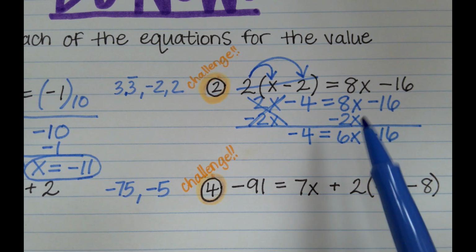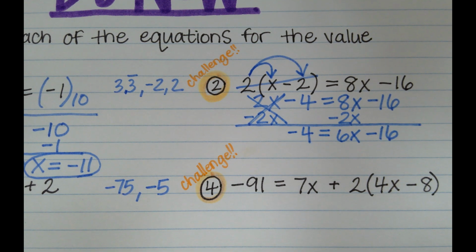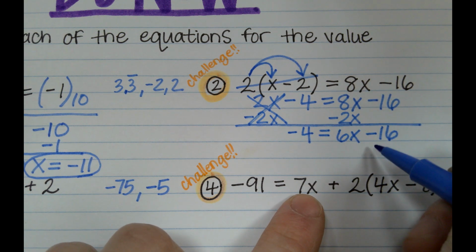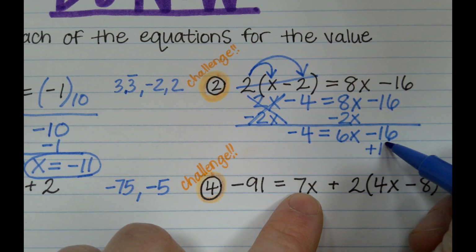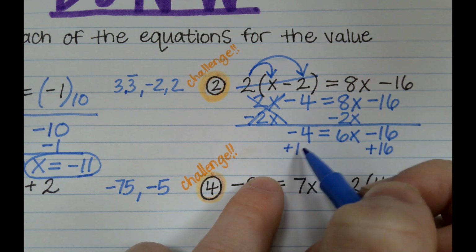Okay. Now we have a whole other equation. My goodness. This is more than a 2-step. This is a lot of steps. What would we do next? Add 16. Yes, add 16. We're going to do that on both sides of our equation.